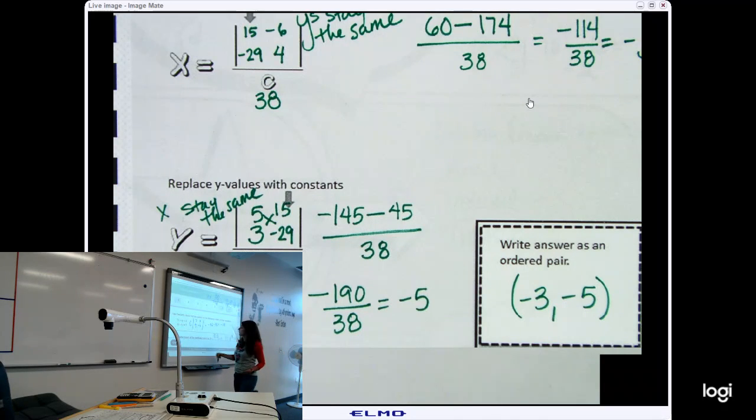Okay, and if I want to do my y's, I'm still going to divide by that coefficient matrix determinant. If I want to solve for y's, I replace the y's with the constants. And the x's stay the same. 49 minus 72 over negative 78, negative 23 over negative 78. Goodness, those are horrible numbers. My y value is 23 over 78.